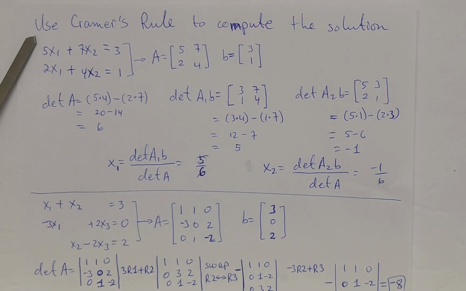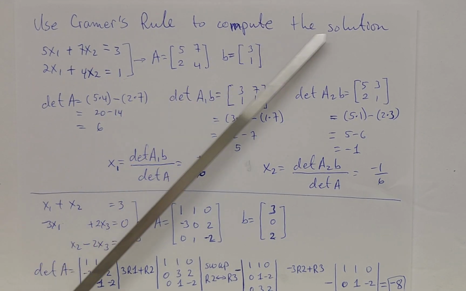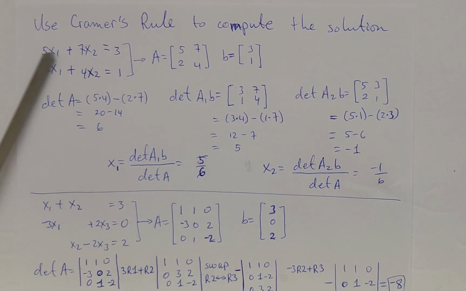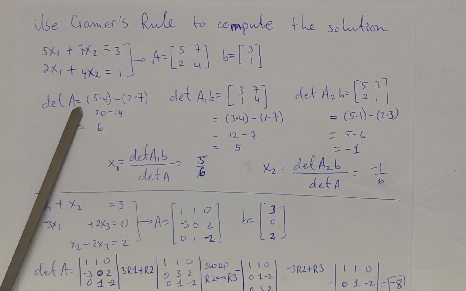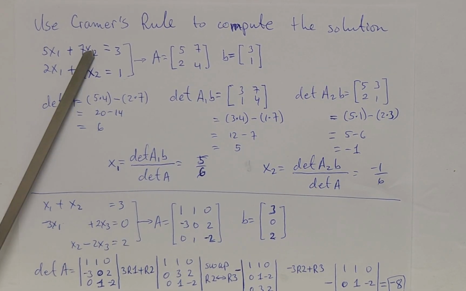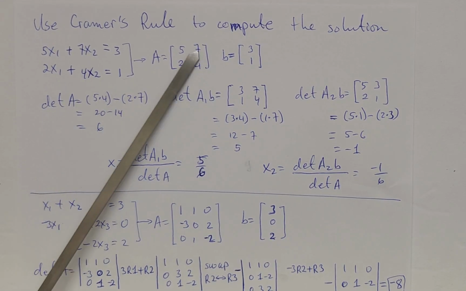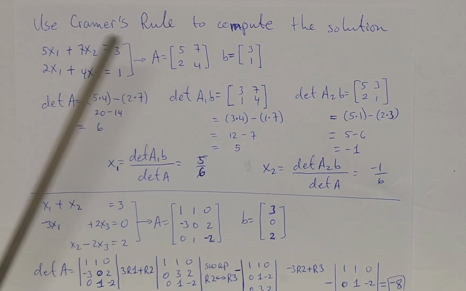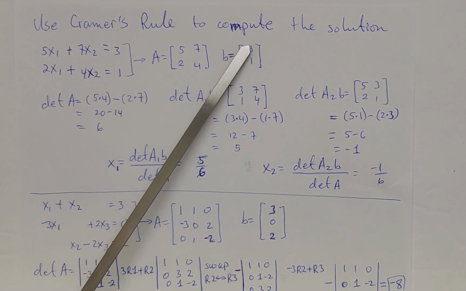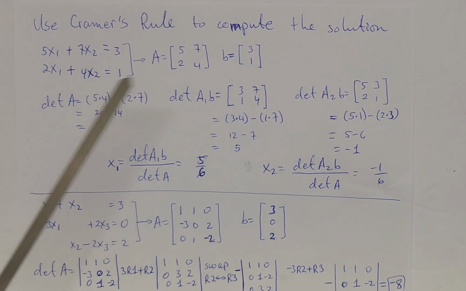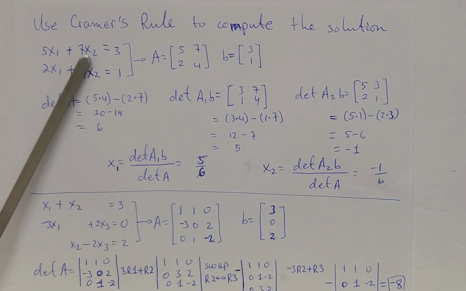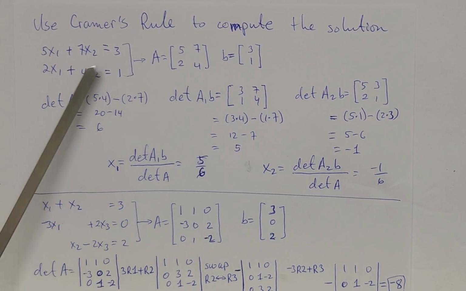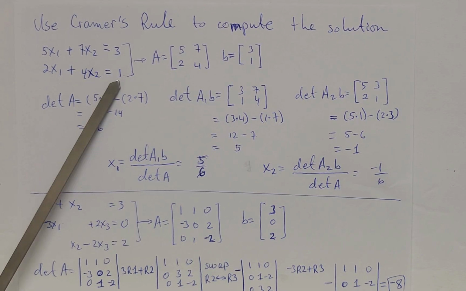This lesson is to use Cramer's rule to compute the solution. Here I have two equations with two variables. So 5, 7, 2, 4 will be the matrix A. 3, 1 will be the matrix B. Okay, so A is these coefficients. B is the last part, 3, 1.